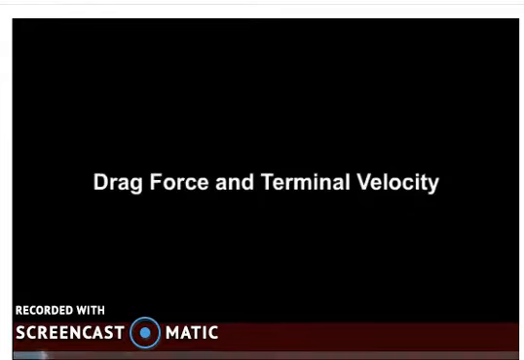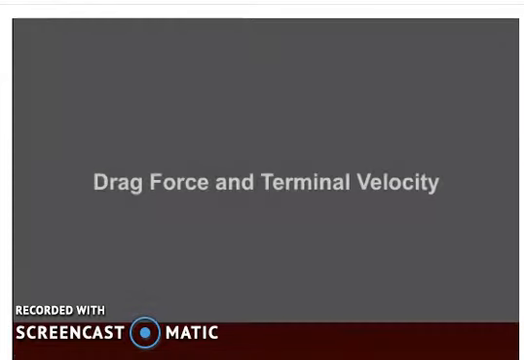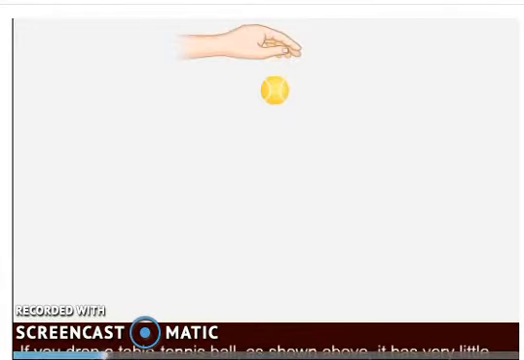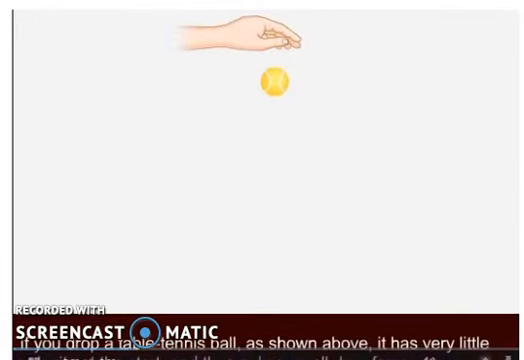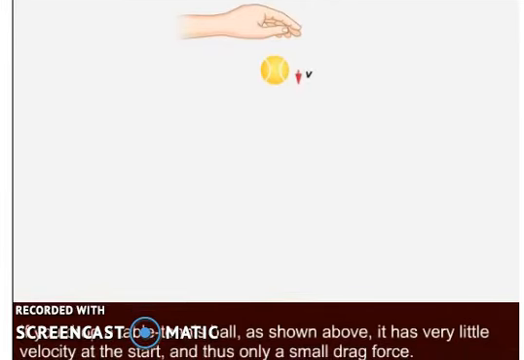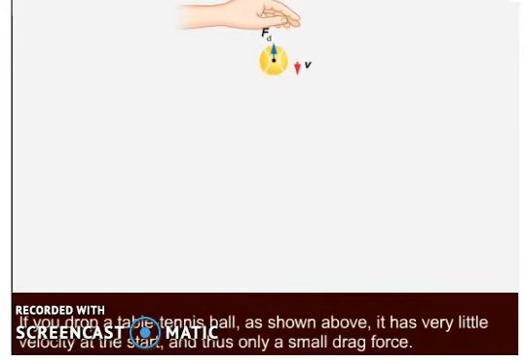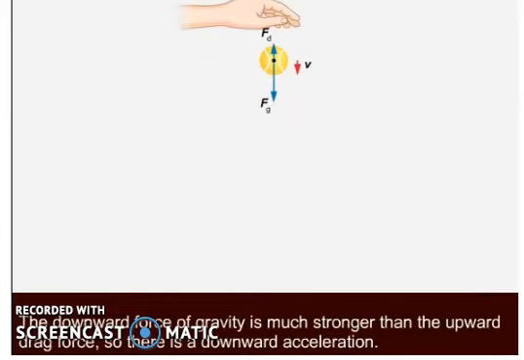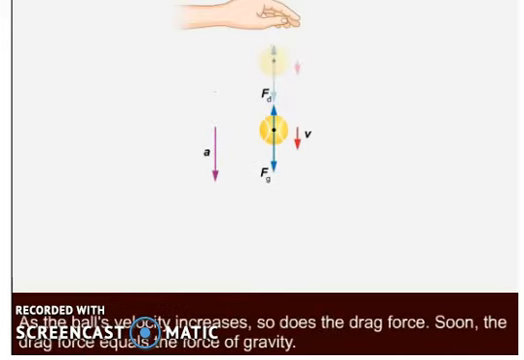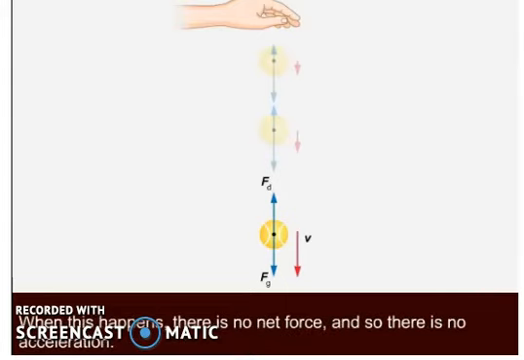Drag force and terminal velocity. If you drop a table tennis ball, as shown above, it has very little velocity at the start, and thus only a small drag force. The downward force of gravity is much stronger than the upward drag force, so there is a downward acceleration. As the ball's velocity increases, so does the drag force. Soon, the drag force equals the force of gravity. When this happens, there is no net force, and so there is no acceleration.